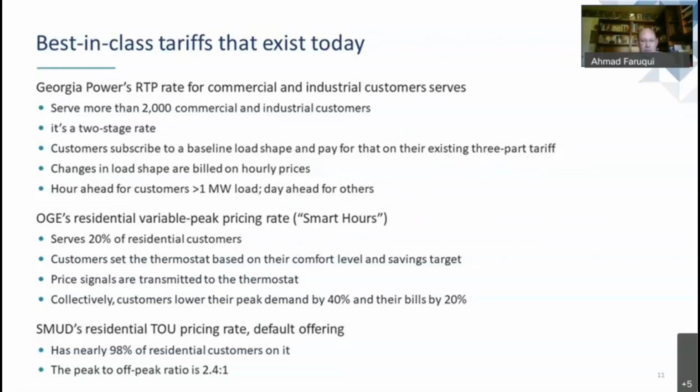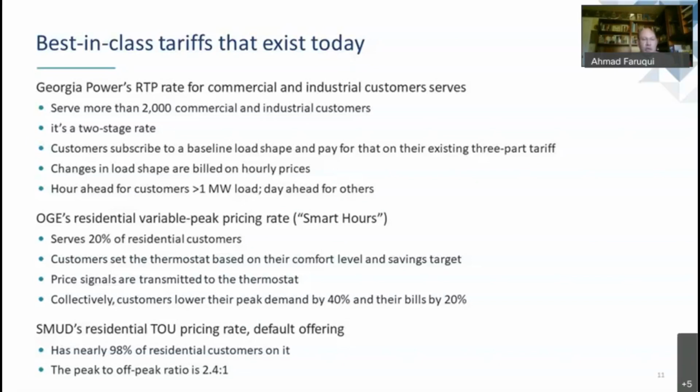So what are some of the best-in-class tariffs that I want to just briefly talk about today? Certainly the one that stands out in my mind for commercial and industrial customers is Georgia Power's real-time pricing rate. This has been around for several decades now. It's really incredible. They have more than 2,000 customers on that rate.